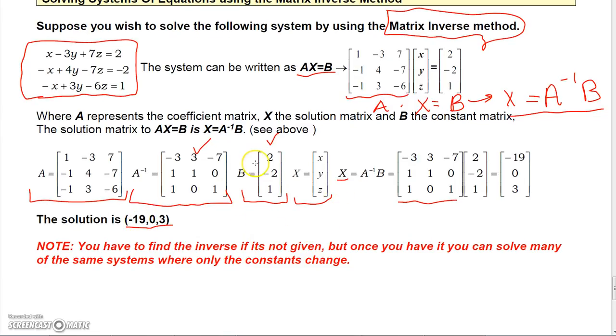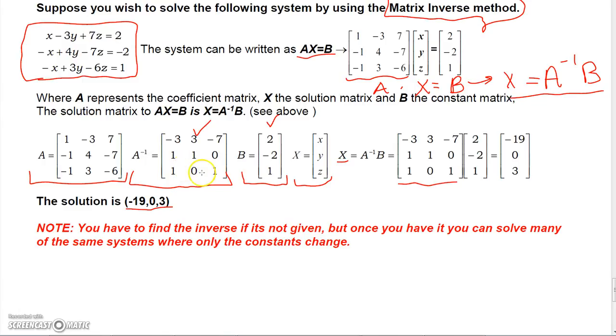Now, this method might seem like a little bit overkill, but here's what you have to think of. This method would work exactly the same way if we changed the three constants. So suppose you had 10 systems of equations like this, where the coefficients on the left never changed, but the constants were different. Well, the good news is the answer is based on the product of the inverse. So if the coefficients never change, then this inverse would never change.